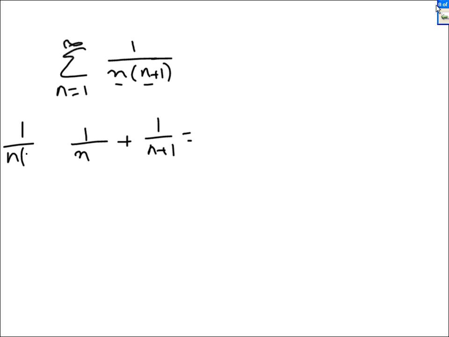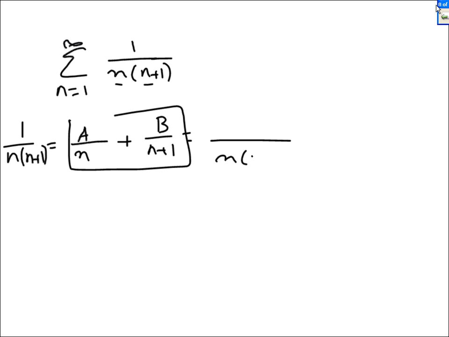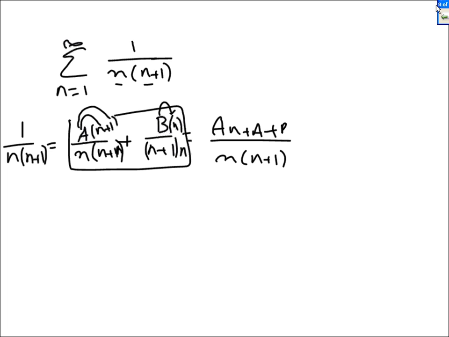1 over n times n plus 1 will equal some constant over n plus some constant over n plus 1. Now let's work here and get a common denominator, which is n times n plus 1. On the left, we multiply by n plus 1 over n plus 1. And on the right, we multiply by n over n. So we get an plus a on top, plus bn.